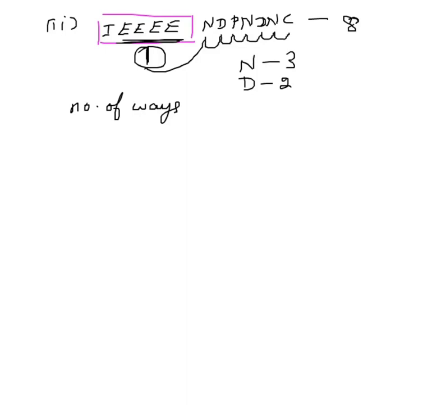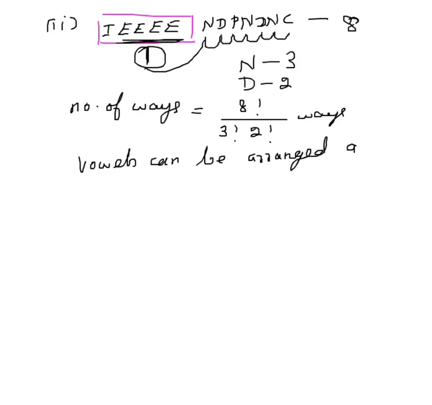So the number of ways is equal to 8 factorial divided by 3 factorial into 2 factorial. You have to write the explanation. Considering I, E as one alphabet, we have to arrange 8. And the vowels can be arranged among themselves. They will be together, but in 5 are there, 5 factorial by, out of which 4 are identical. So 5 factorial by 4 factorial, which is 5 ways.